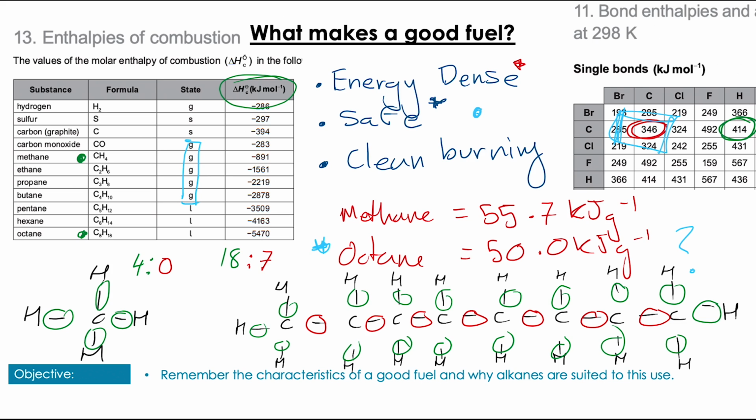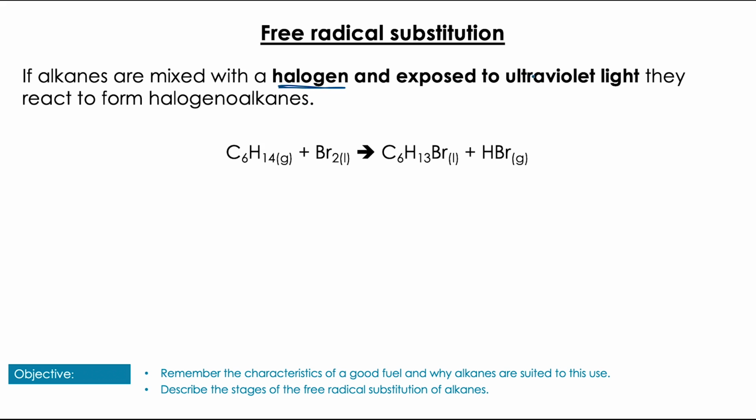Combustion isn't the only reaction they undergo, however. They also undergo free radical substitution. For this, we need a halogen and we need ultraviolet light. This will allow us to produce free radicals and substitute one of the hydrogens on the alkane for whichever halogen we've chosen to use. So what's a free radical then?